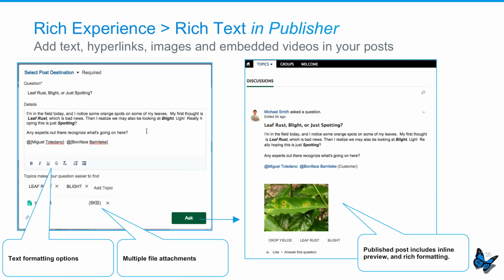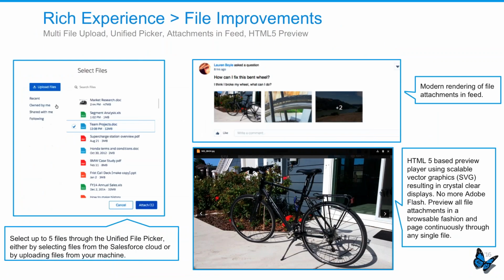And then you can also attach multiple files at the same time without having to do one post per file that you wanted to post out there, which was a previous experience. And we've got another example here: now you can select up to 5 files in the unified file picker and post those out without having to go through one by one. You can see the rendering of the files from the feed, so you don't have to click on it. And then there's an HTML5 preview here, so you no longer need to have Adobe Flash to be able to see what the image might be inside of the post.